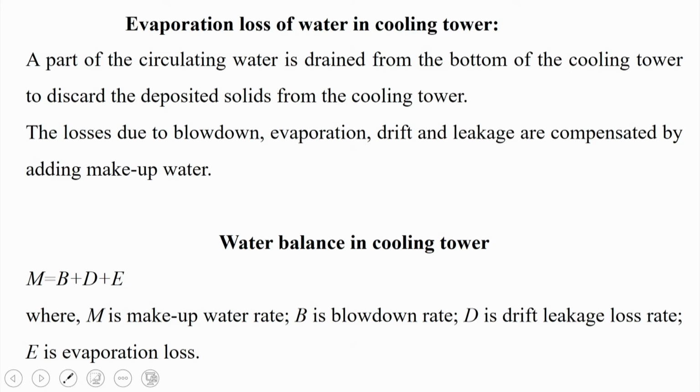Total M, the makeup water, is nothing but the summation of B, the blowdown rate, D, the drift and leakage, and E, the evaporation. Drift leakage is also one of the losses. Whenever water is flashed from the top of the cooling tower, some amount of water is lost from the cooling tower. It does not come down through the mainstream, but some amount is lost to the environment.